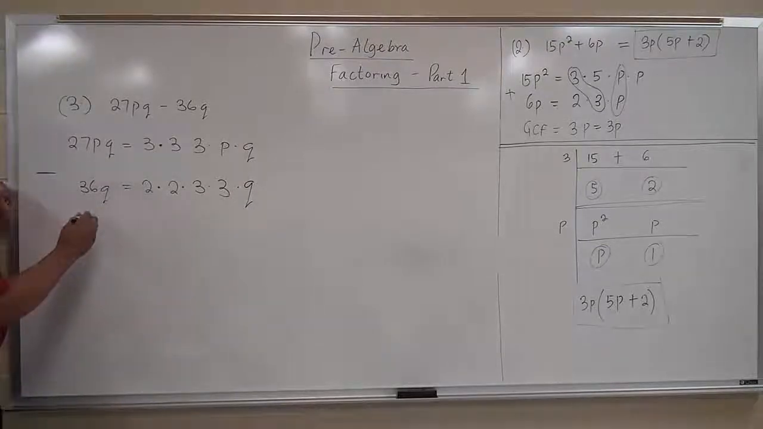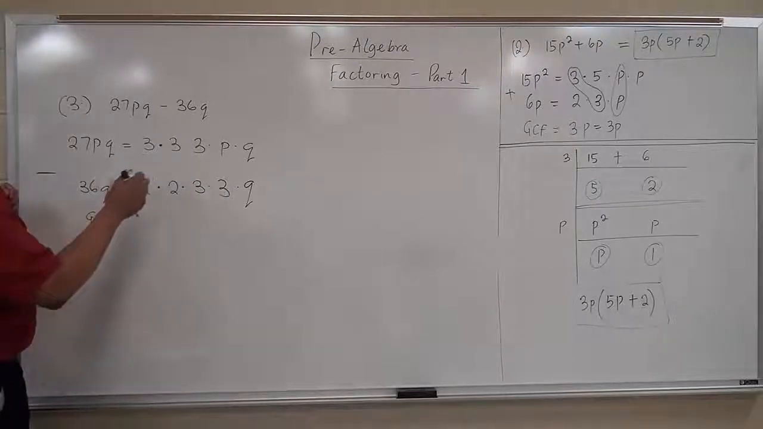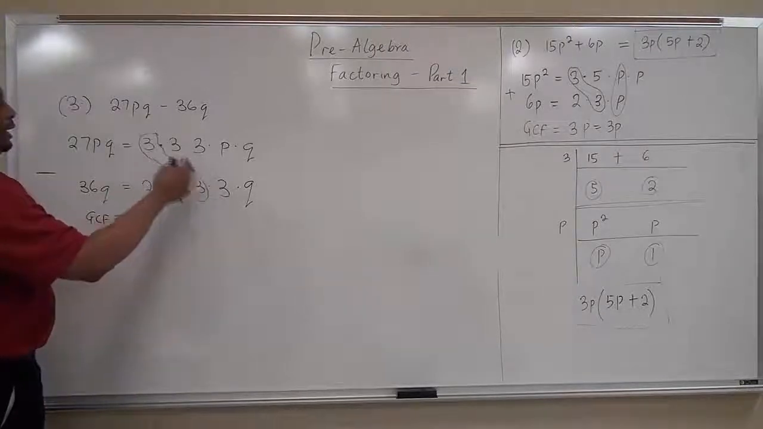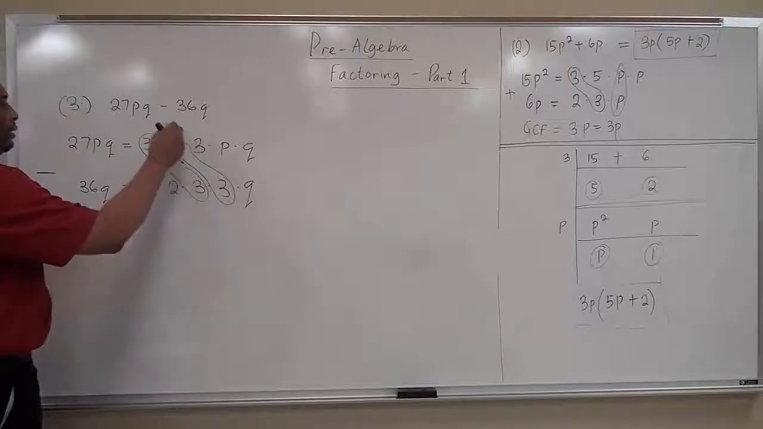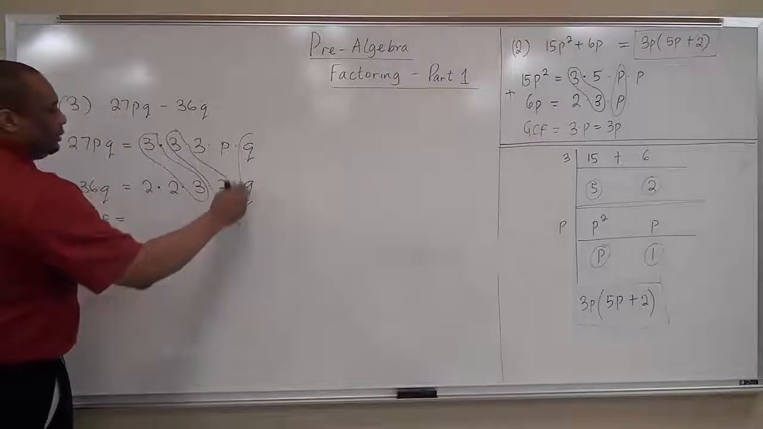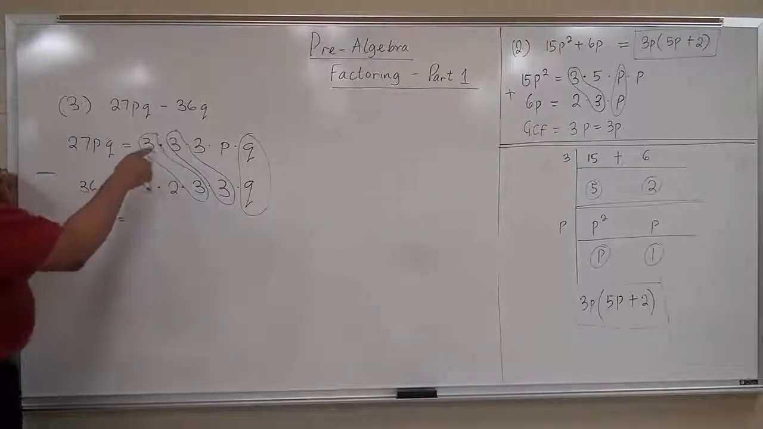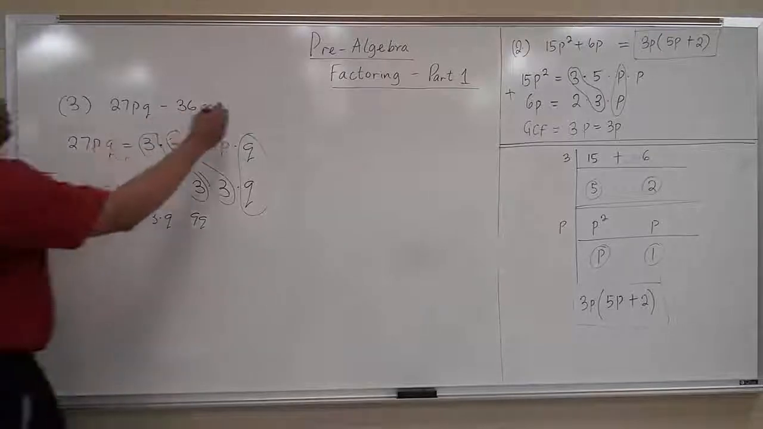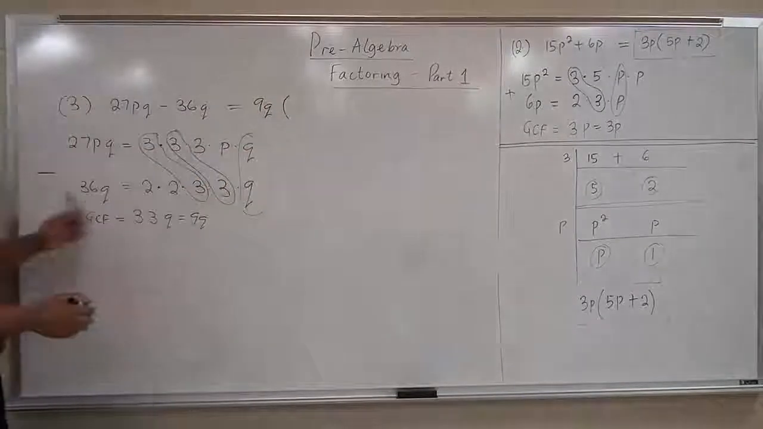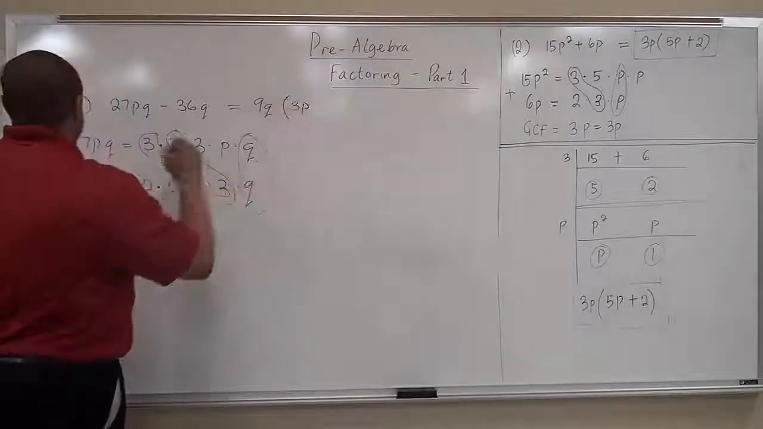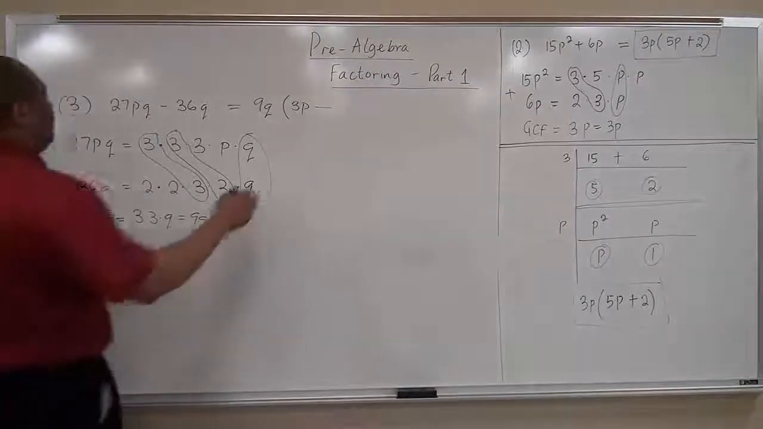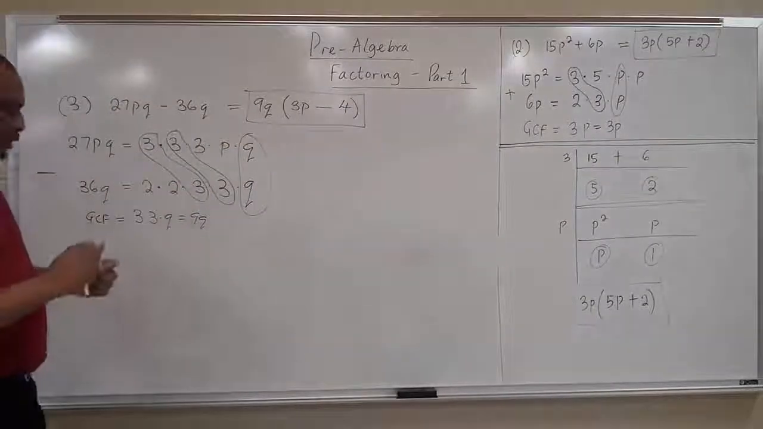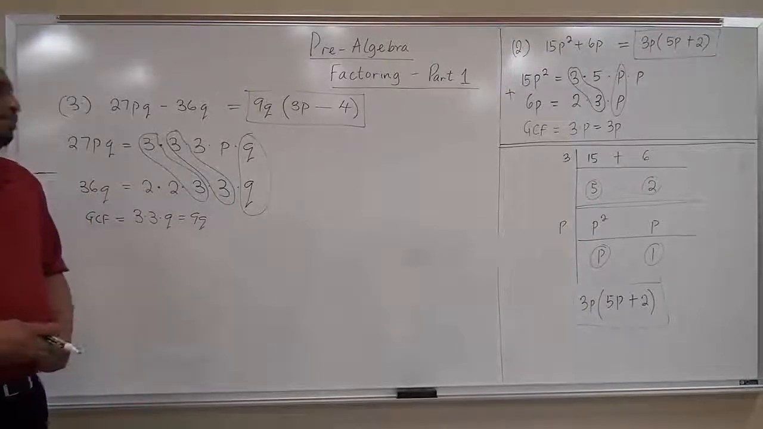What would the GCF be? We see that 2 is not here, 3 and 3 is common, so we have 3 and 3 here. And then q and q is common. So the GCF will be 3 times 3 times q, which is 9q. GCF is 9q. So this will be 9q, parenthesis. What is remaining here? 3p. 3p, then minus, what is remaining here? 4. And this becomes your answer. For the sake of time, we are just going to use one method and do this.